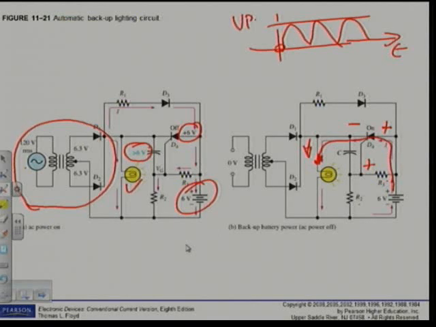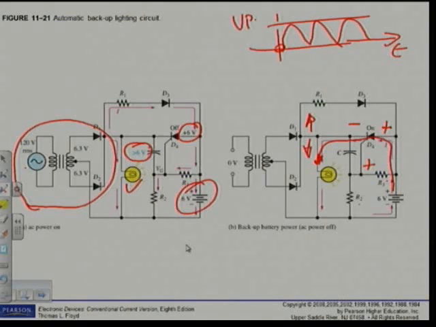And the lamp will stay on. Let's assume my voltage comes on again. What's going to happen? When the supply is back in the system, the voltage here at that point will increase to a higher value. The moment that voltage increases there, what will happen? This point will become more positive than the battery voltage.